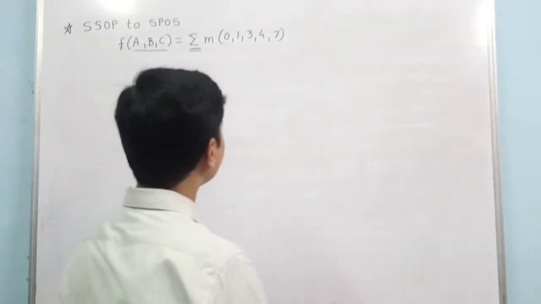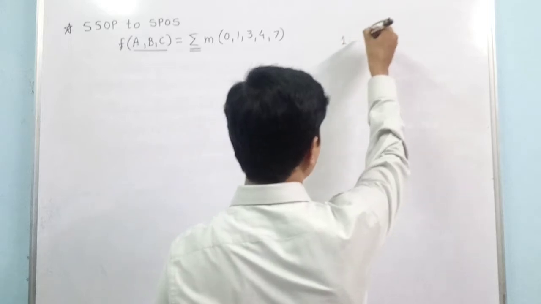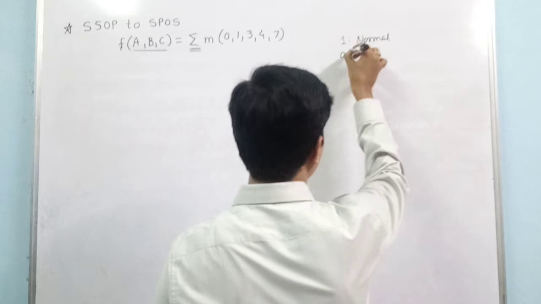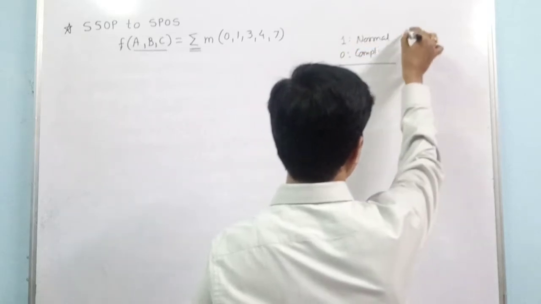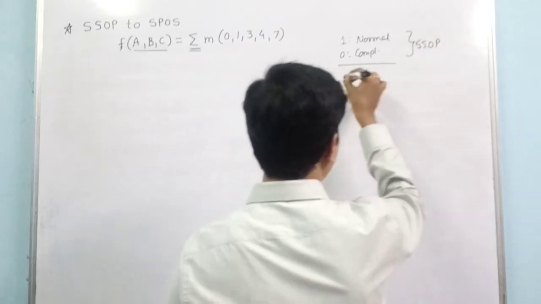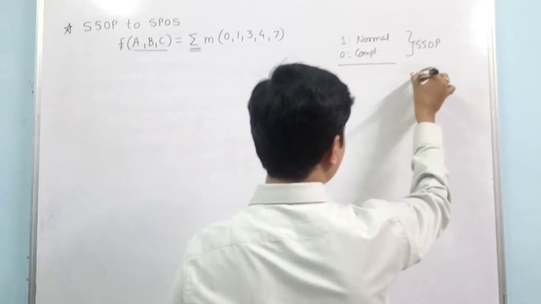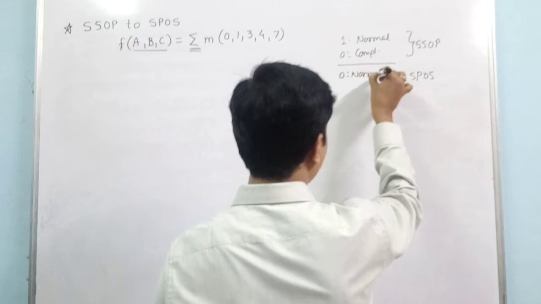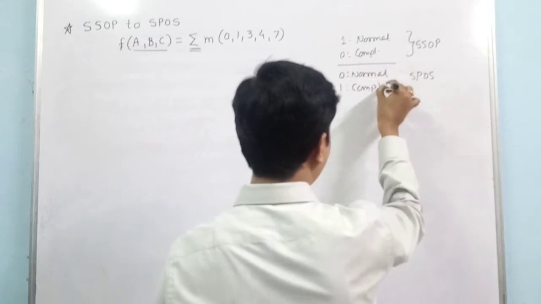Now we know that for standard SOP form we write 1 for normal variable and 0 for complemented variable. But in case of standard POS form we write 0 for normal variable and 1 for complemented variable.